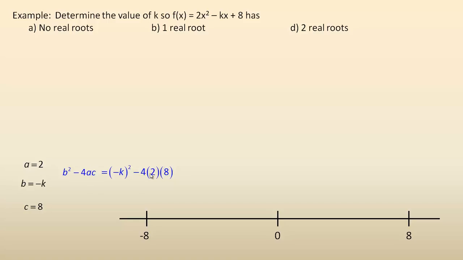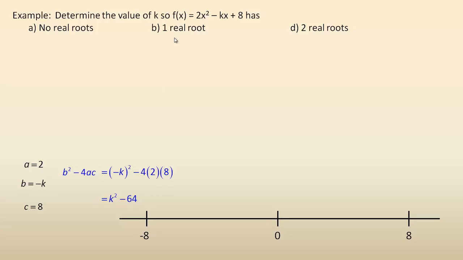2 is the a, so minus 4 times 2, and c is 8, so that's why there's an 8 on the end. Now if we square negative k, it means negative k times negative k, which is positive k squared. And 4 times 2 is 8, times another 8 is 64. So that's the discriminant expression.